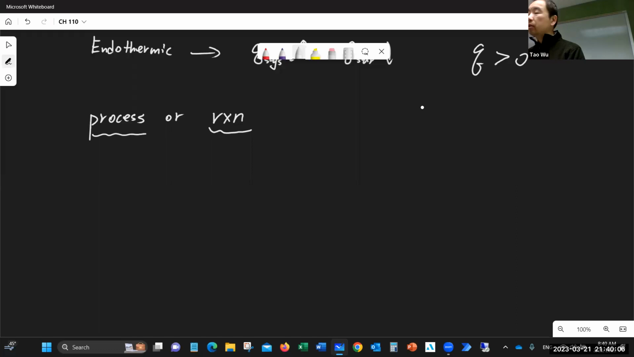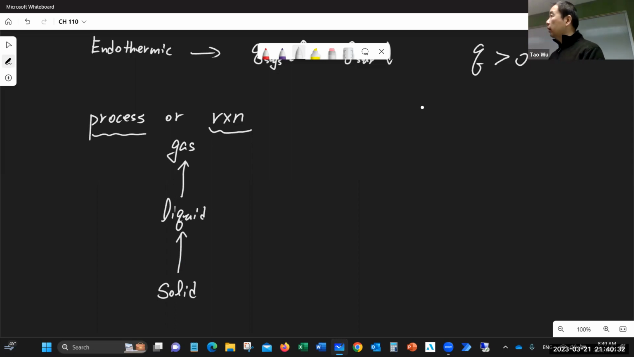First, we talk about the process. Why a process can also have a physical change. First we need to talk about the phase change a little bit. Solid, liquid, and gas. So now we only talk about those three different phases.